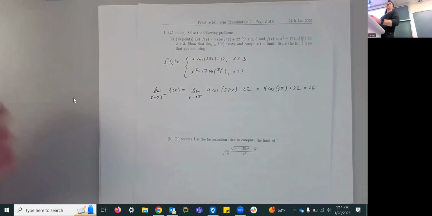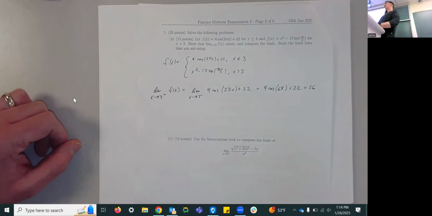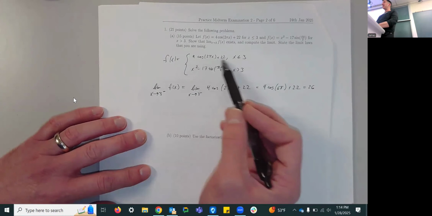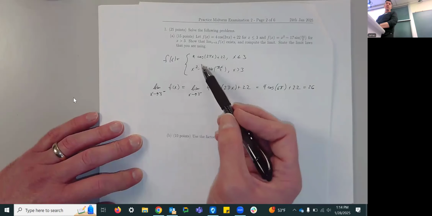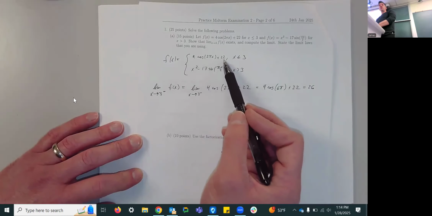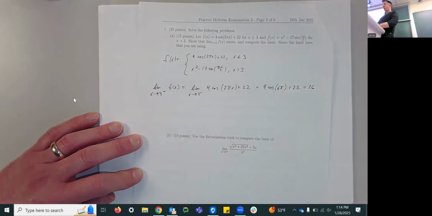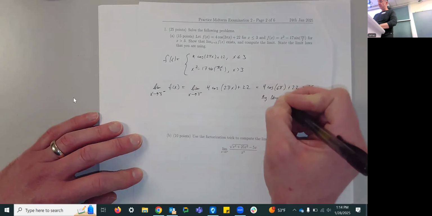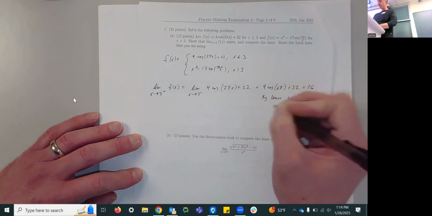And what limit laws have we used? A lot of them, really. But overall, we're using what's called the direct substitution property, which is that if you're taking the limit of a continuous function, which this is, we know it's continuous because it's the sum of continuous functions. We know cosine's continuous everywhere. We know 22 is continuous everywhere. And if you compose them and sum them, it's still going to be continuous everywhere. So I think it's valid to say this is by the direct substitution property, although there are probably other things you could say as well.